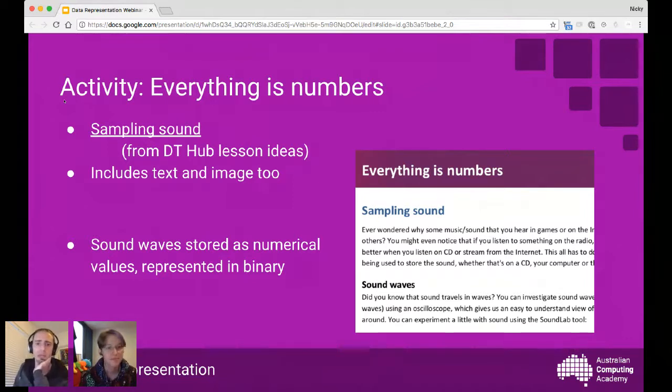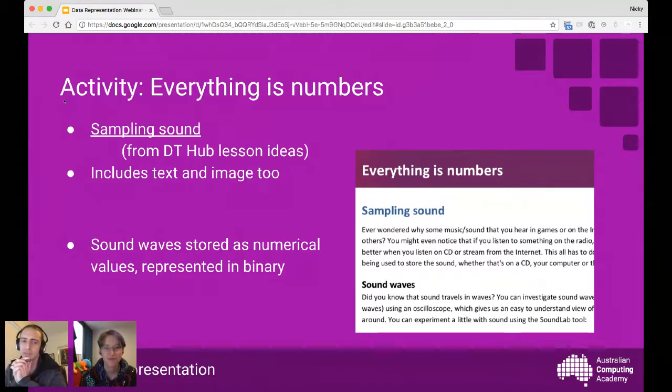Now, one of the things that's worth pointing out is that there's an activity available on the Digital Technologies Hub in the Lesson Ideas section called Everything is Numbers that explores absolutely everything you need for data representation in Year 7 and 8, including an activity on sampling sound.